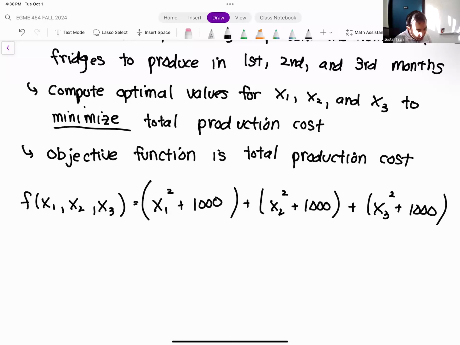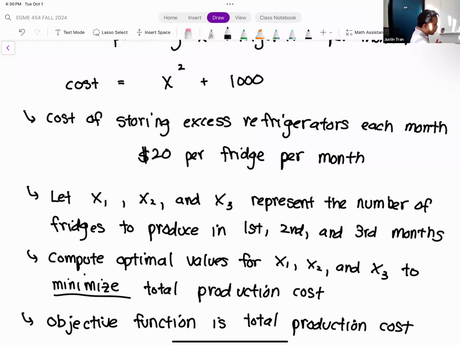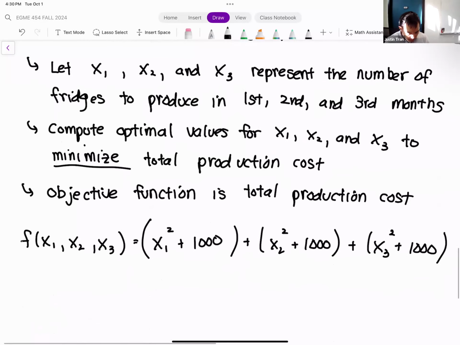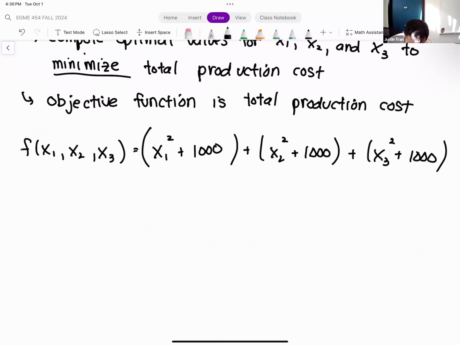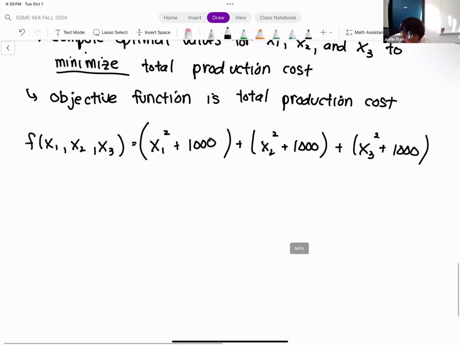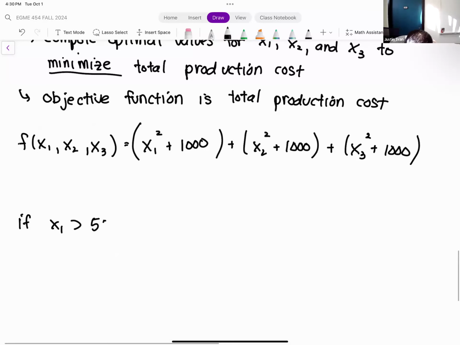But then we also have the storage cost as well. The storage cost is $20 per fridge per month, but that's any fridge that's in excess of the order for that month. So for the first month going into the second month, basically any excess fridges over 50, you're going to add some cost in. If x1 is greater than 50, then we're going to tack on some cost of $20 per fridge.